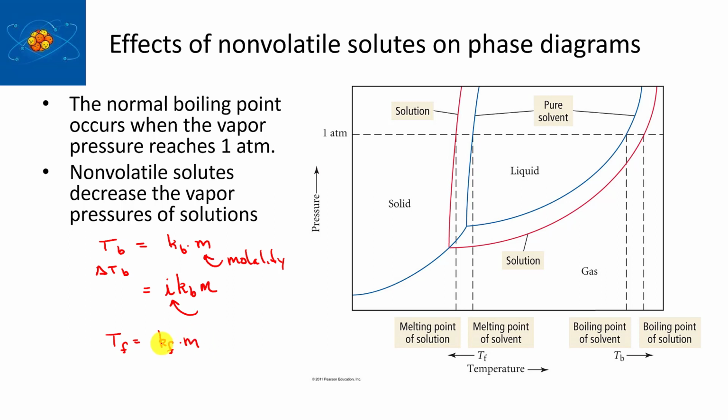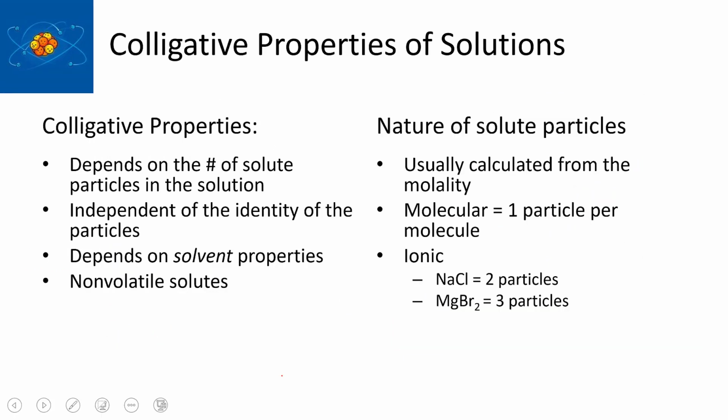And this leads us into something called colligative properties. Boiling point elevation and freezing point depression are part of a group of properties known as colligative properties. So colligative properties don't depend on what the particle's identity is. It only depends on the number of particles that are produced.